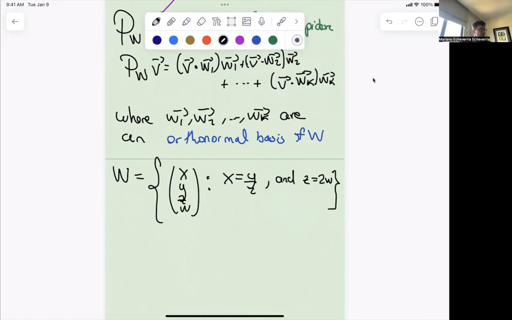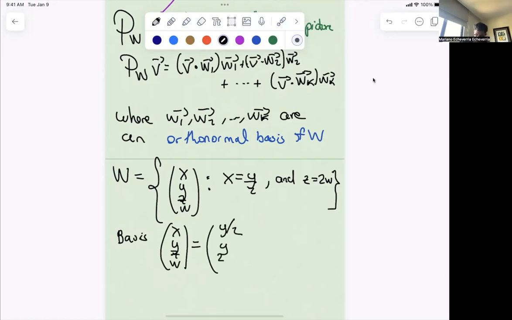Usually for these problems, when I write down the vector space W, it should be very easy to find the basis. If you start with X, Y, Z, W, you can replace X by Y over 2, Y, and then Z is 2W, and then W is W. So this is Y times (1/2, 1, 0, 0) plus W times (0, 0, 2, 1).